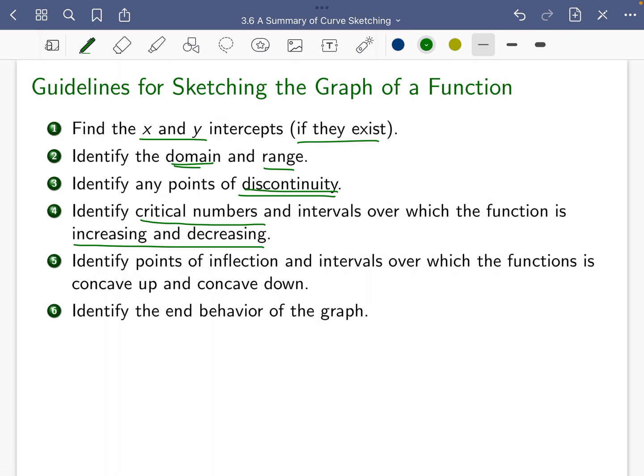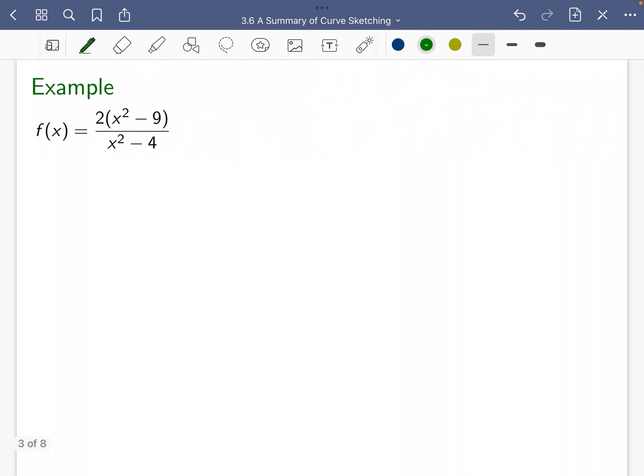Identify any inflection points and then those intervals at which the function is concave up and concave down, right? So the inflection points. And then we think about the end behavior of the graph, right? So the limit as x goes to infinity, the limit as x goes to negative infinity. So we're going to go through all of those things. That's the idea when we are sketching the graph of a function. All right, so let's jump straight into an example.